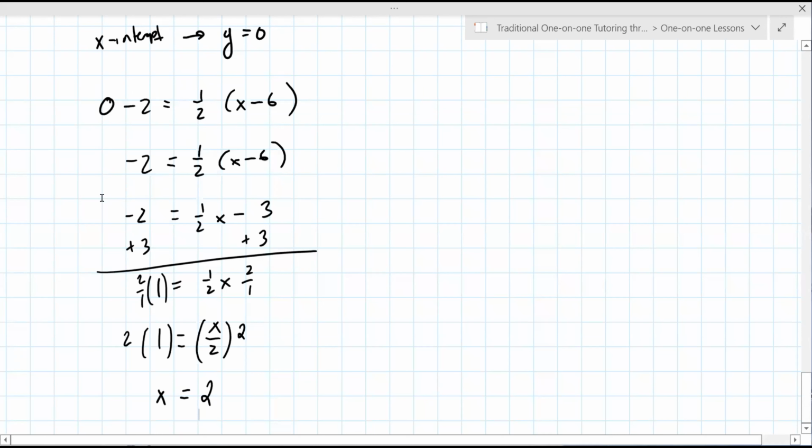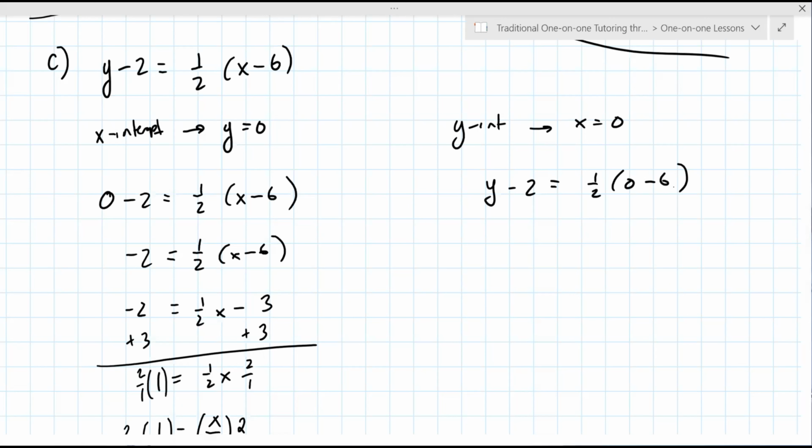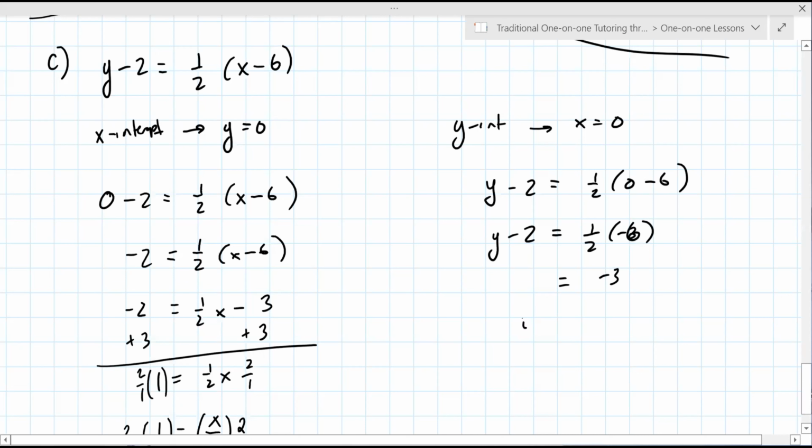Get this down, or if you're not, that's okay. You can get the notes later, but we need to do the y-intercept now. So for the y-intercept, x equals 0. You set x equal to 0. y minus 2 equals 1/2 times 0 minus 6. y minus 2 equals -3. y equals -1. Yeah, y equals -1.